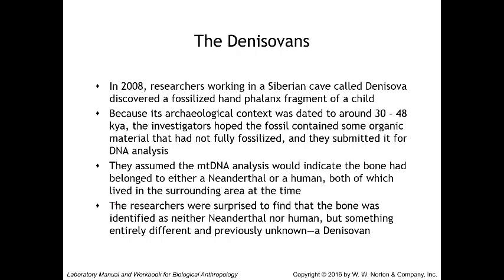They assumed that the mitochondrial DNA analysis would indicate that the bone had actually belonged to a Neanderthal or a human, both of which lived in the surrounding area at the time, but they were surprised to find out that the bone was identified as neither Neanderthal nor human, but something entirely different and previously unknown, and what we have now called the Denisovans.